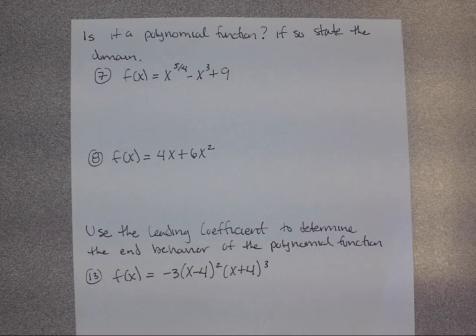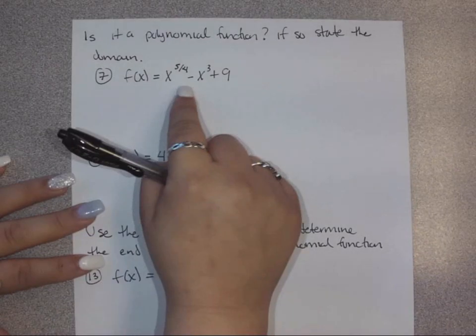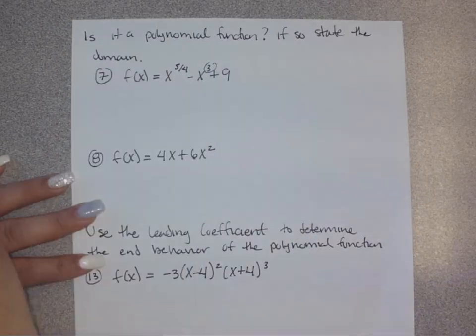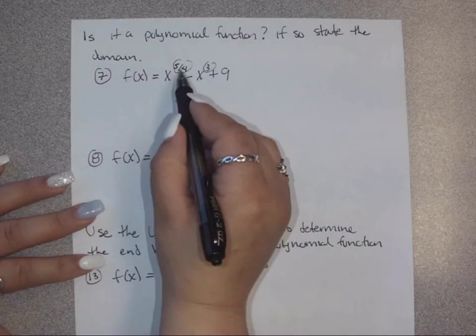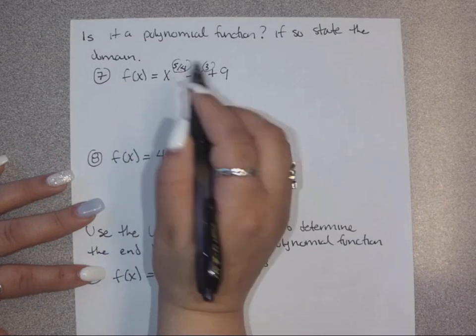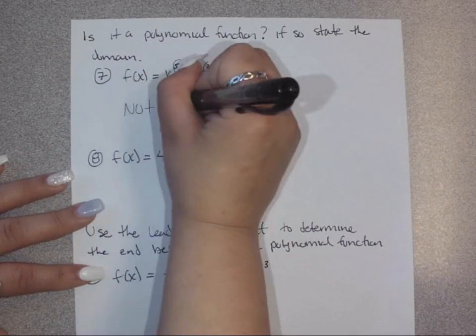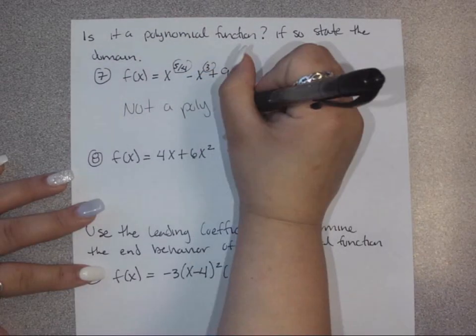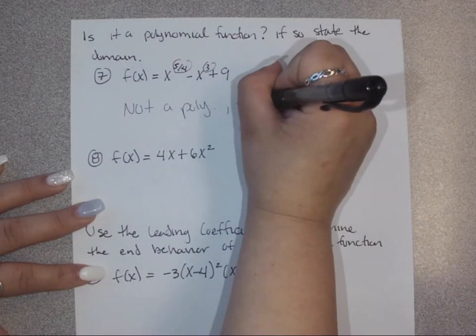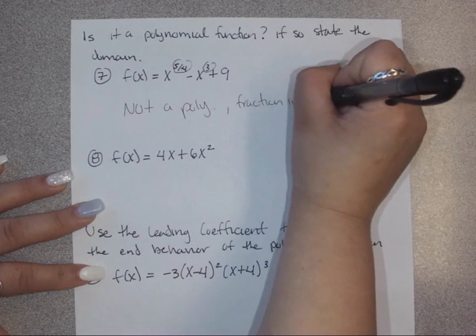You focus on polynomial functions have no fraction exponents, they have no negative exponents, and they don't have any absolute value. So as you can see here, we have an exponent of 3 and we have an exponent of 5/4. Because we see a fraction in our exponent, this is going to be not a polynomial. And the reason why it's not a polynomial, because we have a fraction in our exponent.